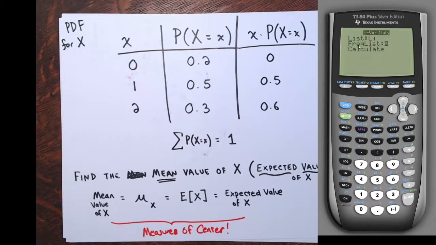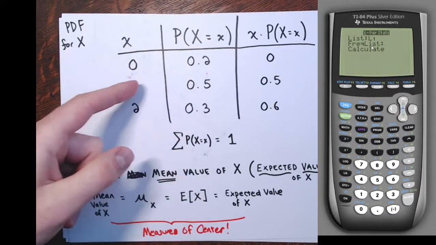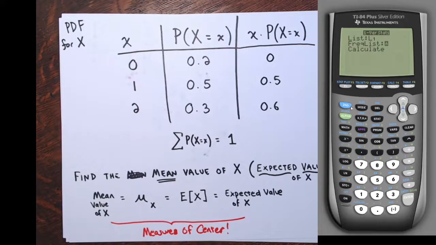Then this frequency list, right? You've seen this before, but now the frequency list is the list of probabilities, right? How much is each one being counted? What's the weight of each value of x? So I go second 2, put list 2 there. That was the probabilities, and then calculate.